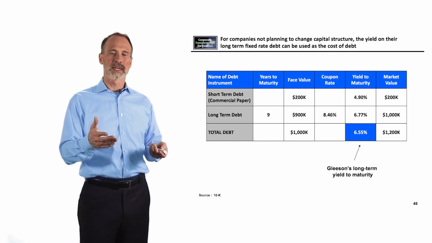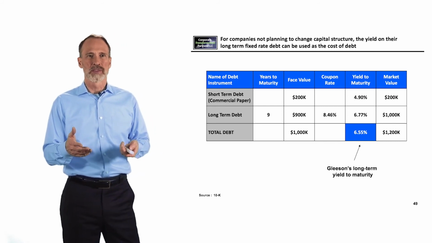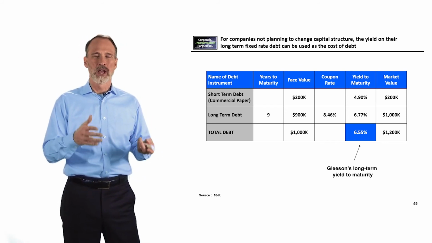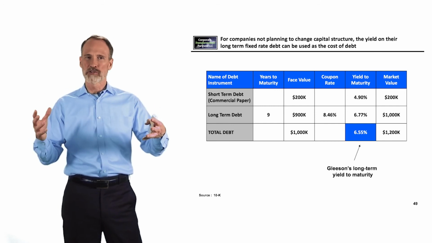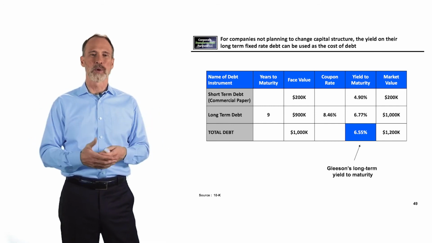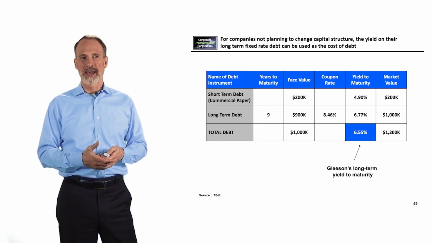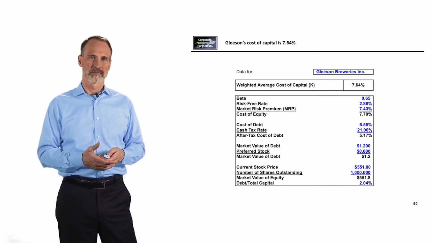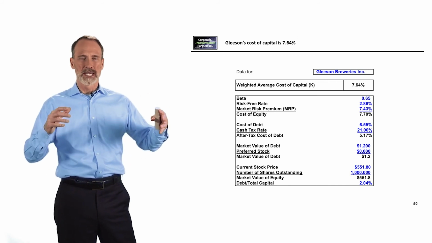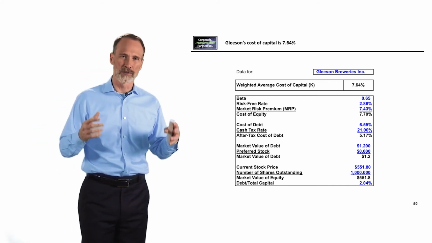When we show this calculation for Gleason's, some of their debt is short-term. Most of their debt, though, is long-term. If we average the yield to maturity and take that weighted average, we see that their after-tax cost of debt is 6.55%. You can put all this together in the toolkit under the value driver sheet.